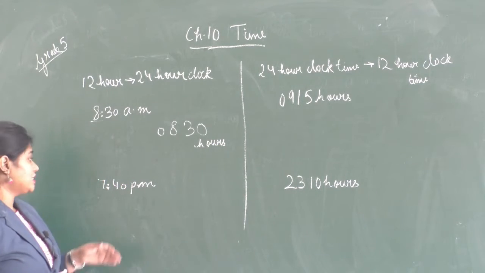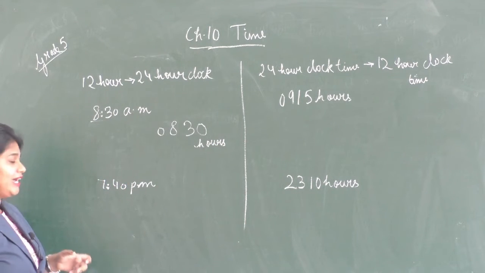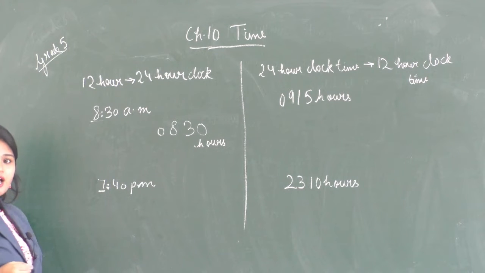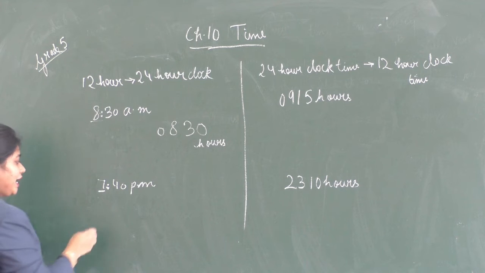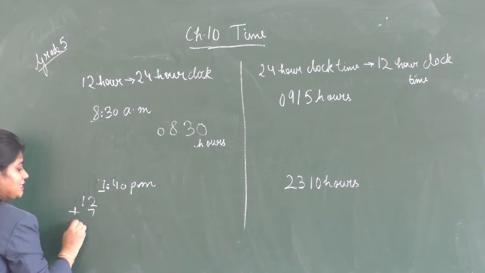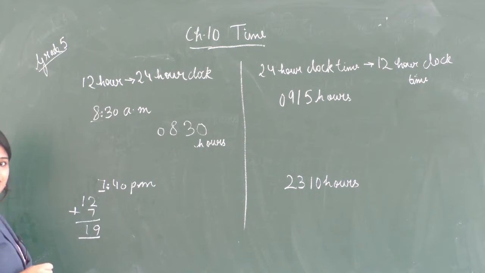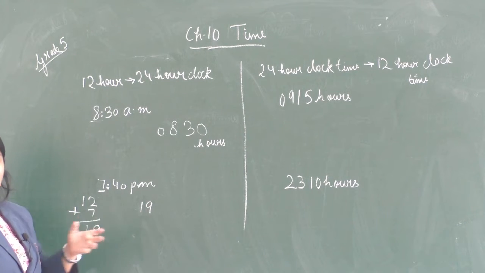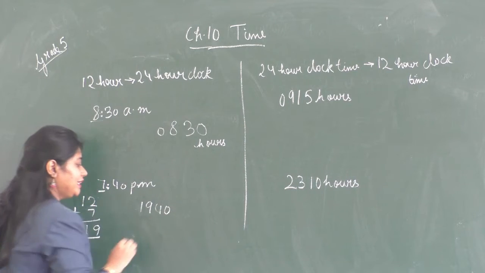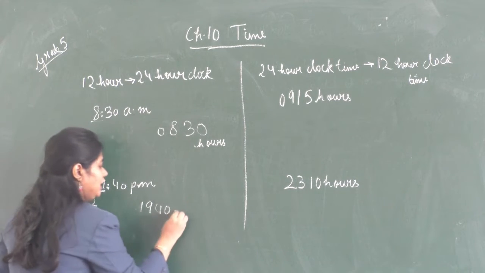Now if the time is in PM, we add 12 to the hour part. So here on the hours part we have 7. I will add 12 plus 7, I get 19. So here first I will write 19 and we write the minutes part as it is. So I get the answer 1940 hours.